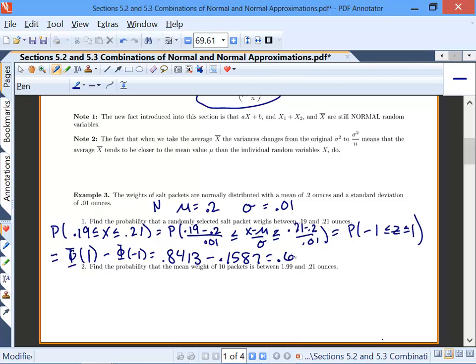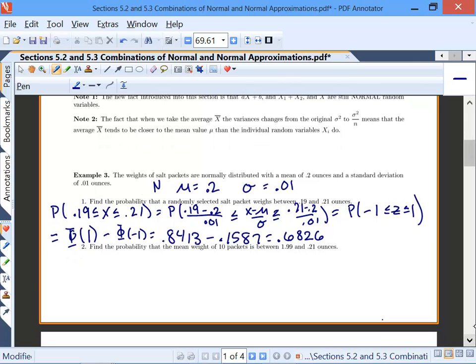Which equals 0.6826. So I could have used the empirical rule to say that I know that about 68% is between plus and minus 1 standard deviation. We can use the table to figure out that it's not just 68%, it is 68.26. So the empirical rule is very much about this much. So we have a 68% chance that our one packet is between 0.19 and 0.21. Okay.